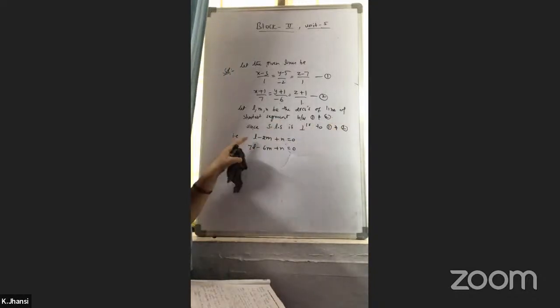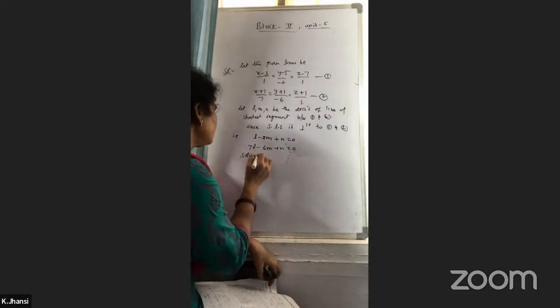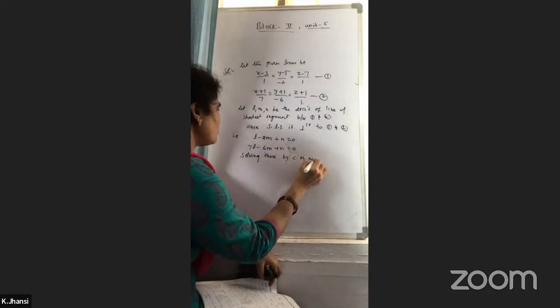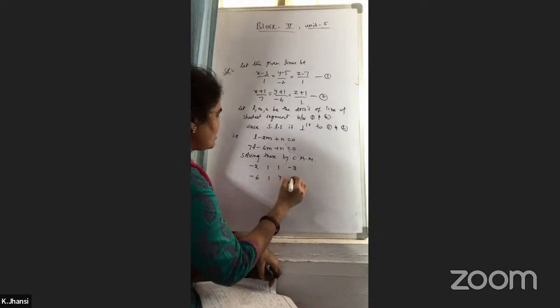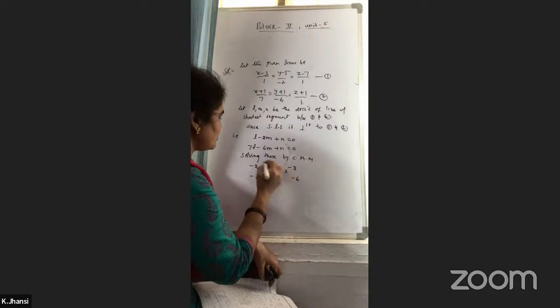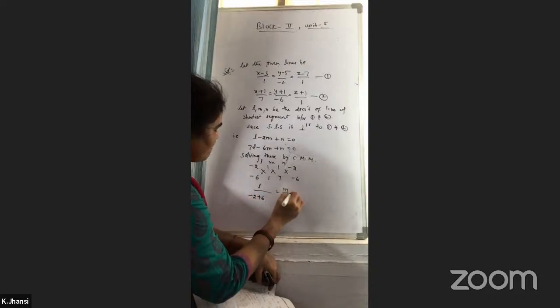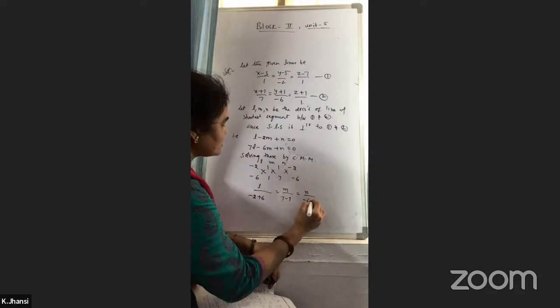Now we have to solve these for L, M, N with the help of the cross multiplication method. We write the coefficients: minus 2, 1, 1, minus 2; minus 6, 1, 7, minus 6. Doing the cross multiplication, L by (minus 2 plus 6) equals M by (7 minus 1) equals N by (minus 6 plus 14).